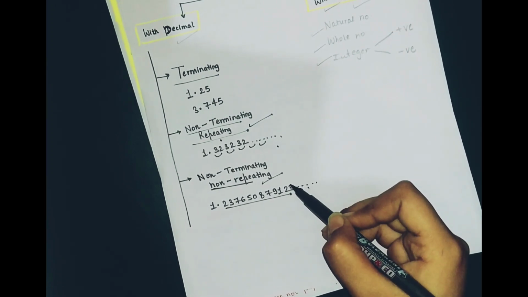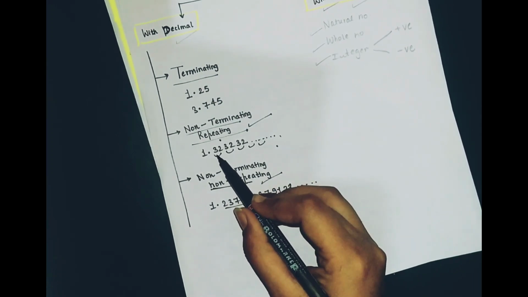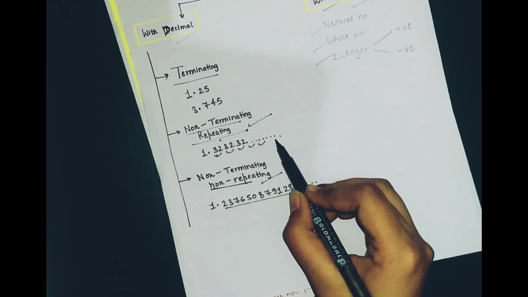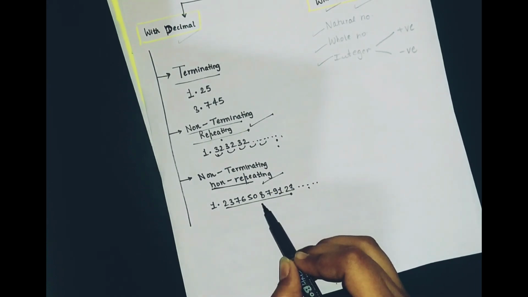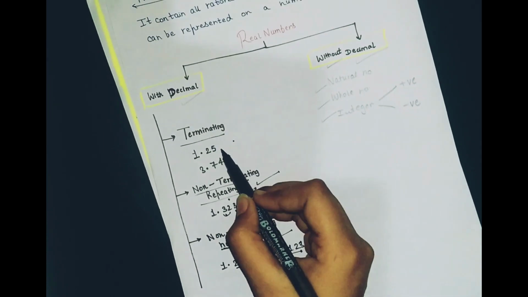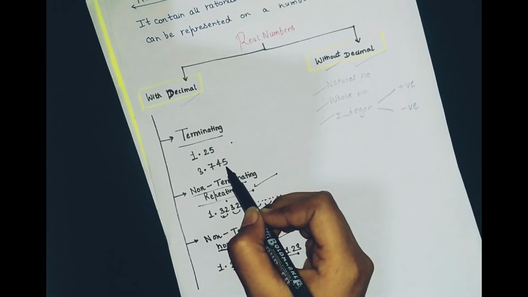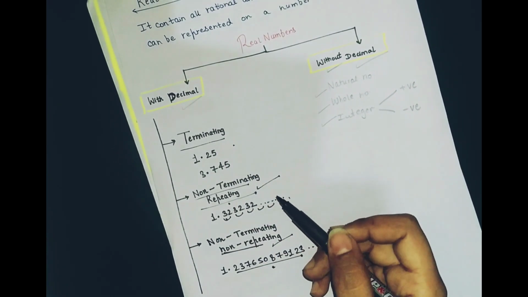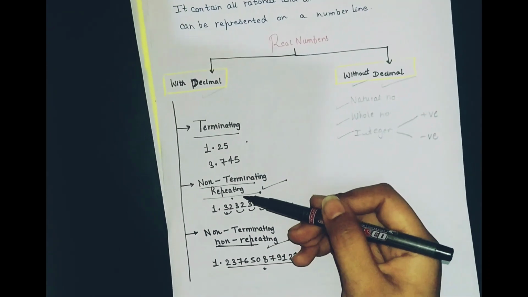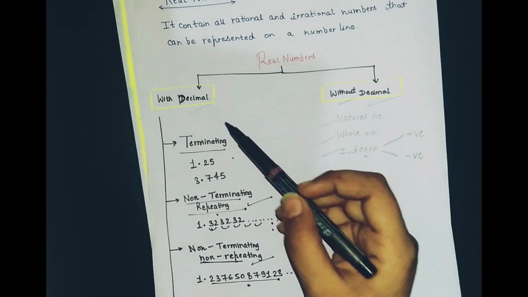Non-terminating non-repeating never stops, and non-terminating repeating also never stops. The difference between them is that in the repeating one the same number is being repeated again and again. Here the same number is not being repeated again and again. Terminating numbers are the numbers which stop after a particular time. So these are the few subheadings with decimal.